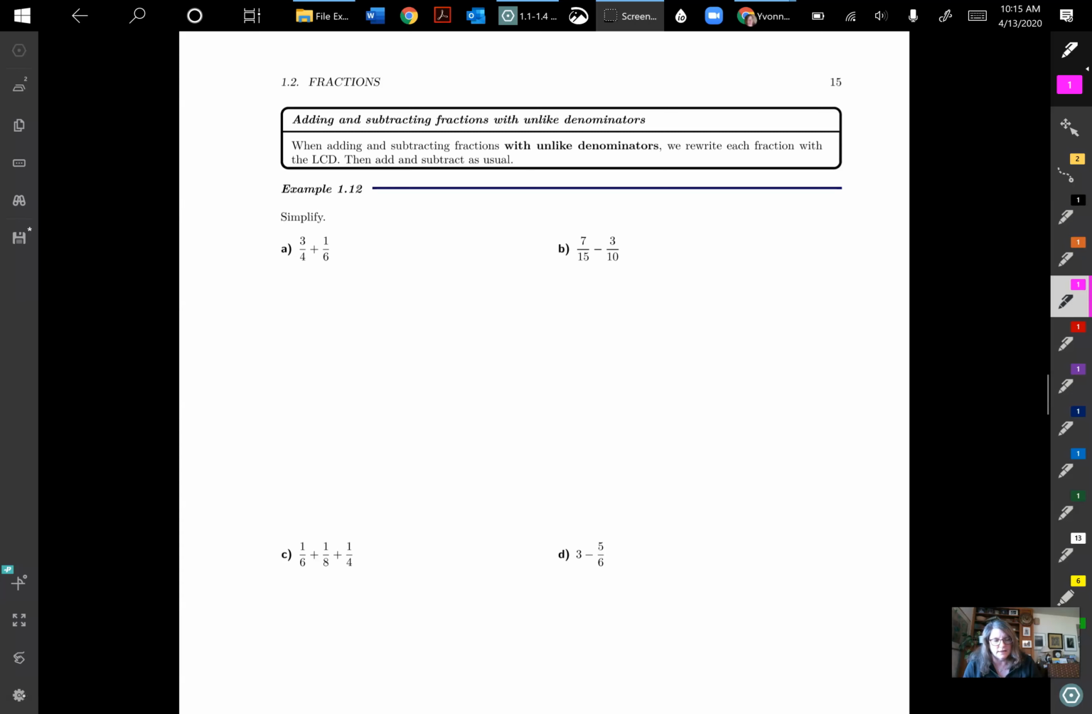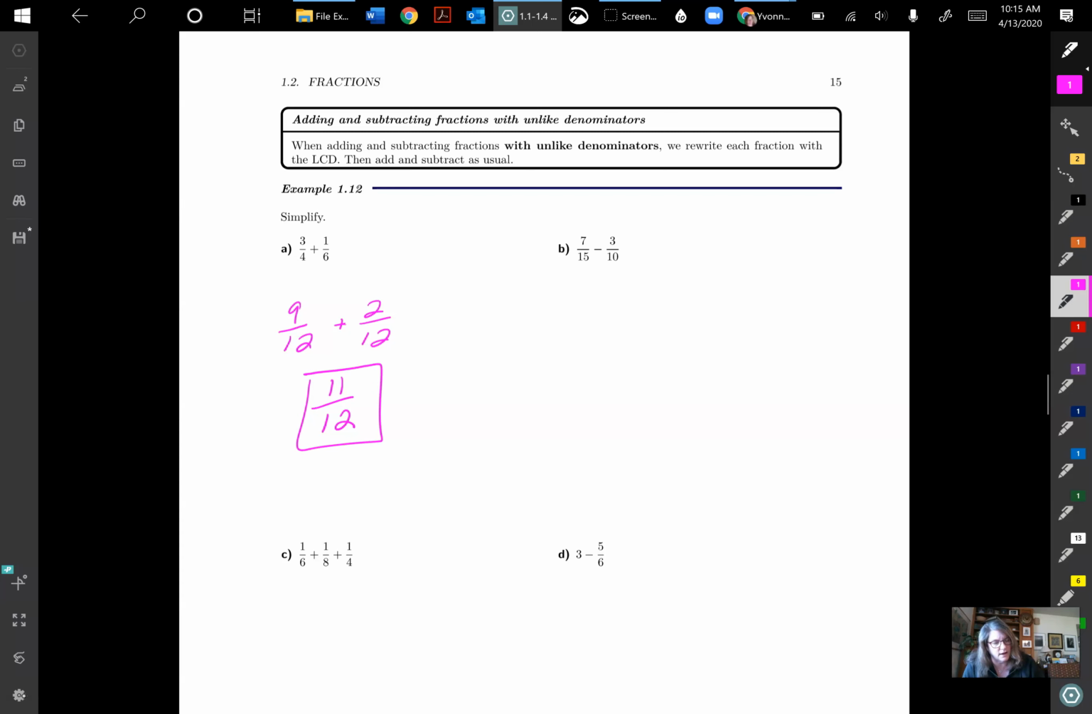So A is 3/4 plus 1/6, so we would end up having 9/12 plus 2/12, and that comes out to be 11/12.